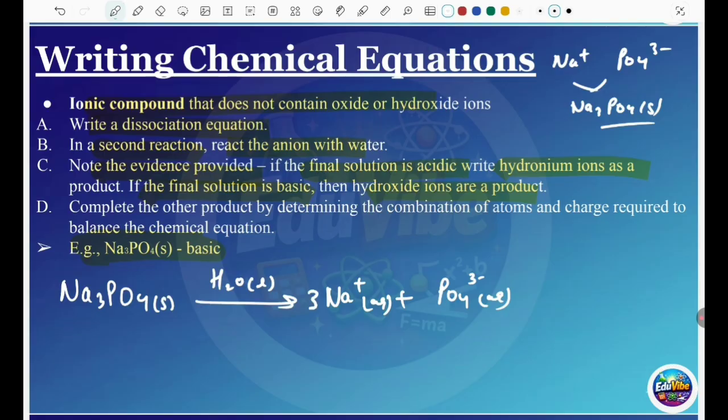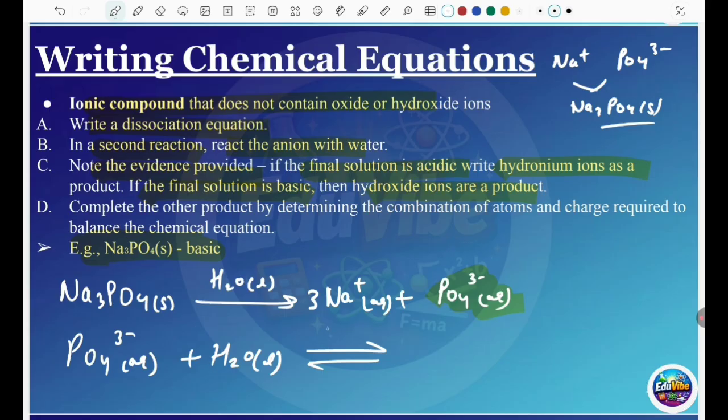Now you take the ion with the negative charge from here. Take this in the next reaction as a reactant, and again you add it to water. Now this is the weak base. At the start we did the dissociation, that's why we used the straight arrow. But now we use the equilibrium arrow because this is the weak base.